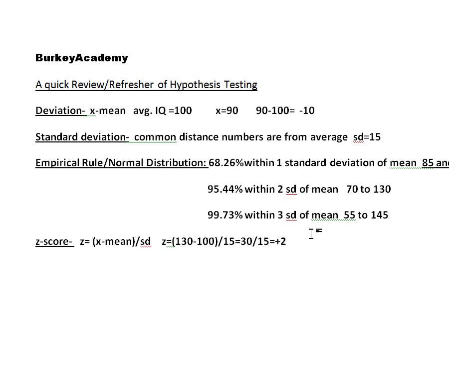A Z-score just answers the question, how many standard deviations away from average is something? And the positive sign just tells me that I'm above average instead of below average. A negative deviation, like we had here with the 90, means that the 90 is below 100. It's below average. And so a Z-score answers the question, how many standard deviations away from average is a particular number?